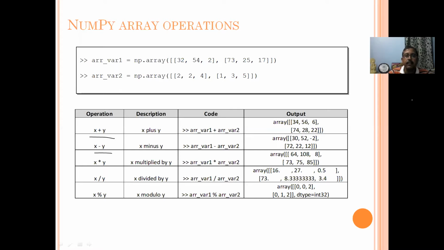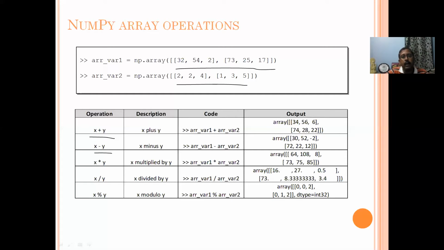So say, for example, if I just take two arrays having different elements, it's a 2 by 3 array. Both of them are 2 by 3 arrays. And if I do, say, the element-wise addition, right? So what it does is simply an element-wise addition, 32 plus 2, 34, 54 plus 2, 56. Like this, it goes on till the last element, which is 17 plus 5, 22, right? So that is being done. Same things apply for the subtraction or product or division or modulo, right?